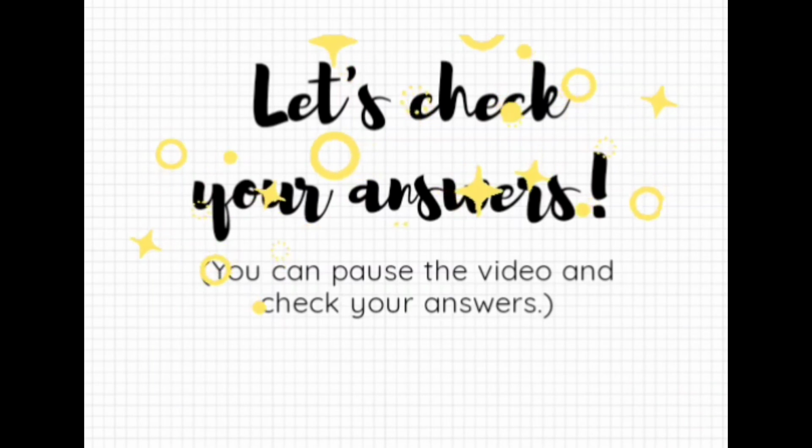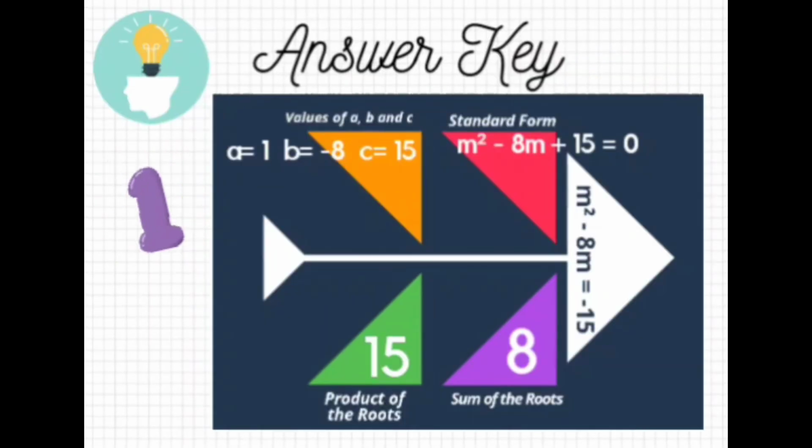Alright, so let us check your answers. You can pause the video and check your answers. For number 1, the standard form is m squared minus 8m plus 15 equals 0. The value of a is equal to 1, b is equal to negative 8, and c is equal to positive 15. The sum of the roots of m squared minus 8m plus 15 equals 0 is positive 8, and the product of the roots is equal to positive 15.